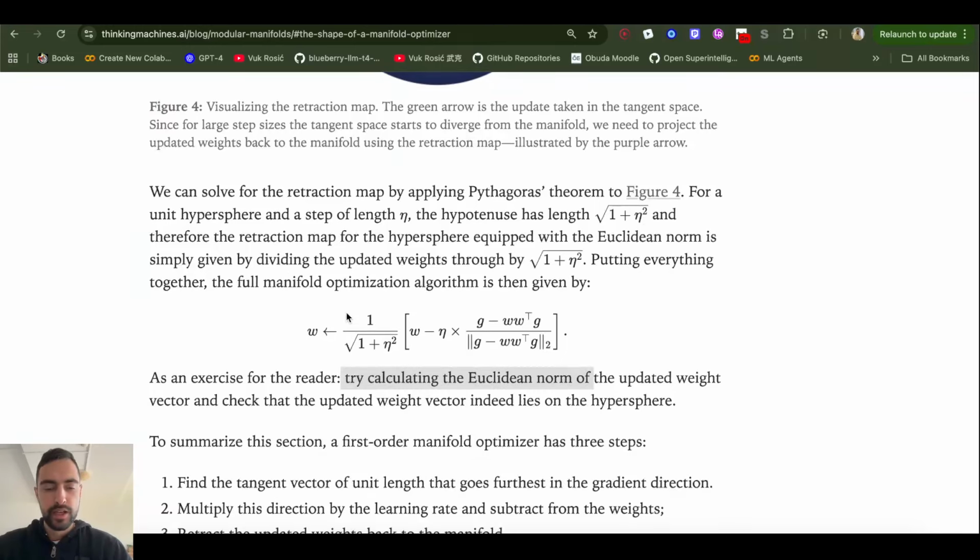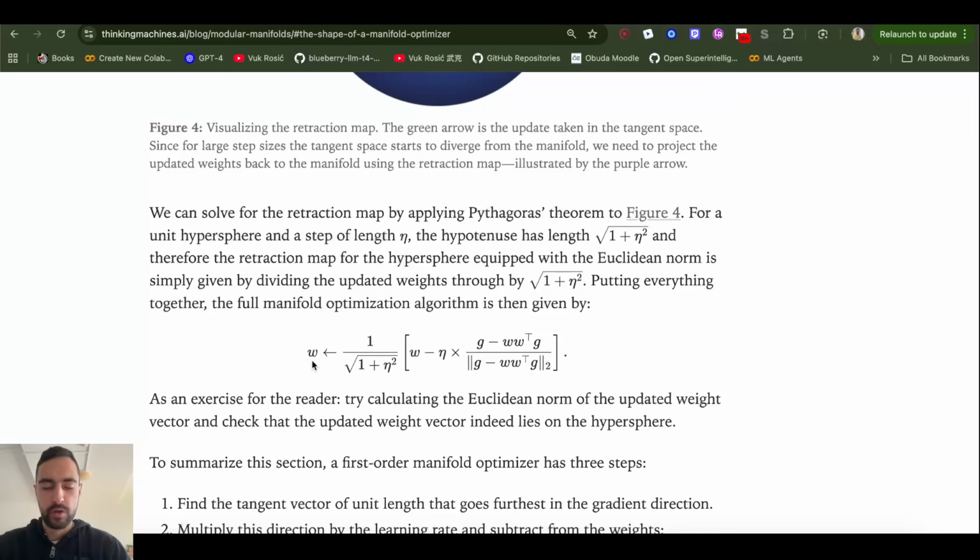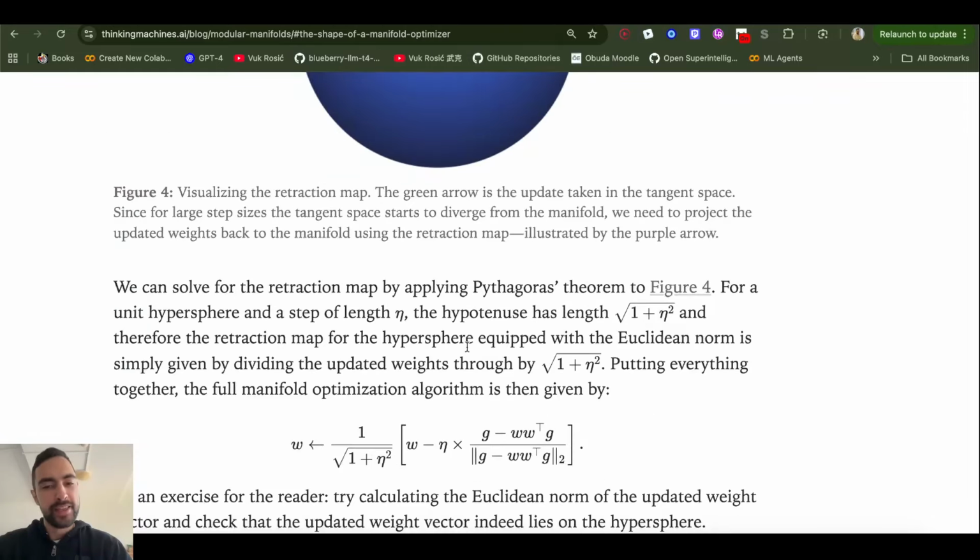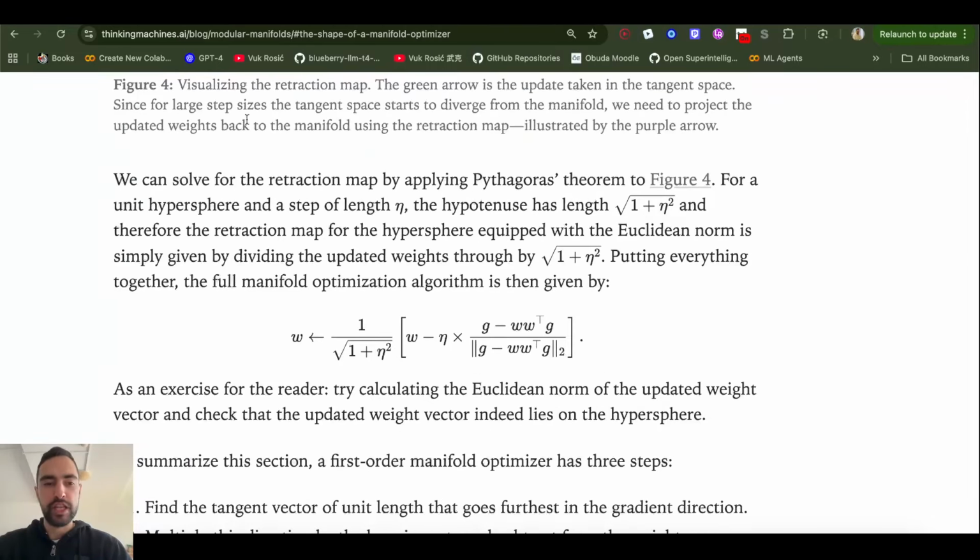This is the full formula for this update, starting with weights, gradients, learning rate, and then calculating the new set of weights, or the new vector. I think it's not too difficult, especially if you copy paste this into ChatGPT or Gemini. Gemini is best, and it can explain this. Maybe we will do this in one of the next videos, dive deeper into this math.